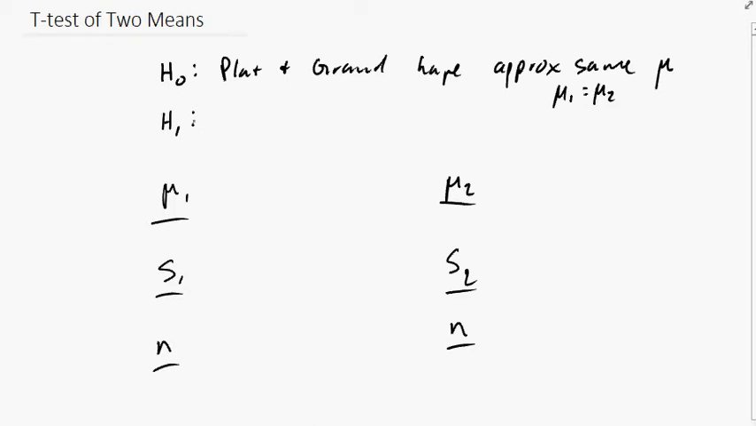Our alternative, if that is not correct, is that mu2 is greater than mu1, which means the average of Grandmasters is greater than the Platinums. Okay, so you could do this between any two groups, like kill-death ratios, averages of a team, and so on.